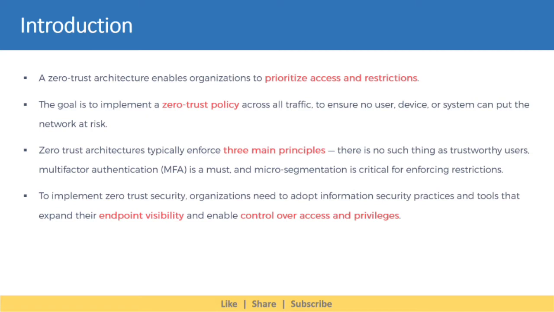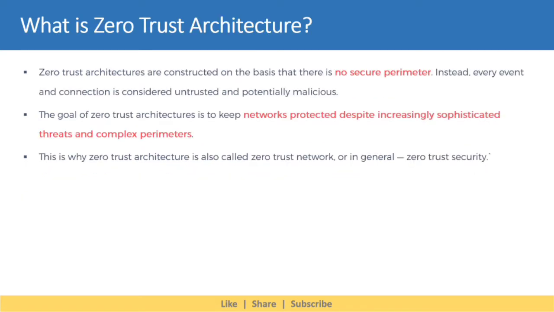To implement Zero Trust security, organizations need to adopt information security practices and tools that expand their endpoint visibility and enable control over access and privileges. Zero Trust architectures are constructed on the basis that there is no secure perimeter. Instead, every event and connection is considered untrusted and potentially malicious. The goal of Zero Trust architectures is to keep networks protected despite increasingly sophisticated threats and complex perimeters. This is why Zero Trust architecture is also called Zero Trust Network, or in general, Zero Trust Security.